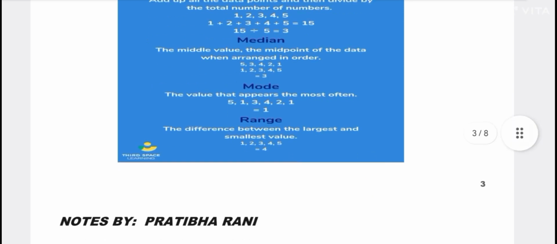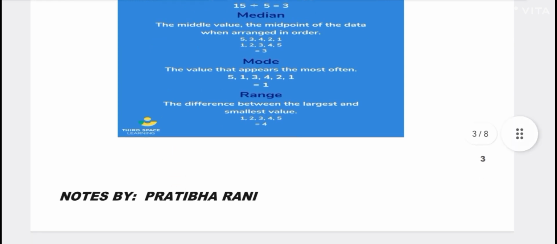Okay, then mode is the value that appears most often, like which appears the maximum number of times. So here 1 is the maximum, so 1 shows the maximum appearance. Okay, so the mode is 1 here.